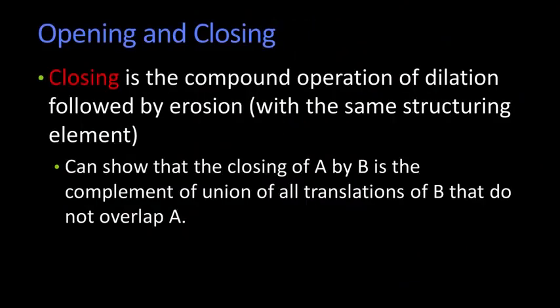You erode, and then you dilate. Well, some of us come from the other side of the tracks. We like to dilate and then erode. Same thing with, again, using the same structuring element. So using the same words from before, you can show that closing of A by B says it's the complement of the union of all translations of B that don't overlap A.